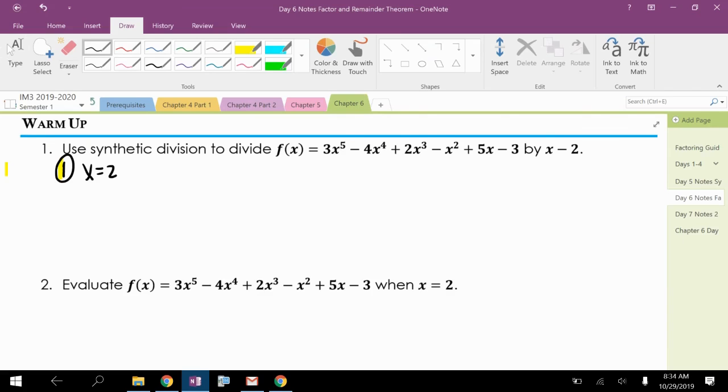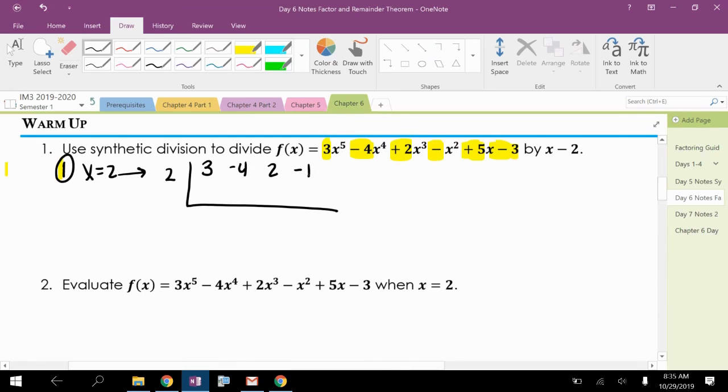Okay, so now we're going to plug this into synthetic division that goes on the outside. And if you remember from yesterday, for those that were here, you're just using these numbers all the way out in front. It's pretty easy if you're good with simple math. Okay, so I'm just going to plug those in on the top: 3, -4, 2, -1, 5, 3. Those go right on the top.